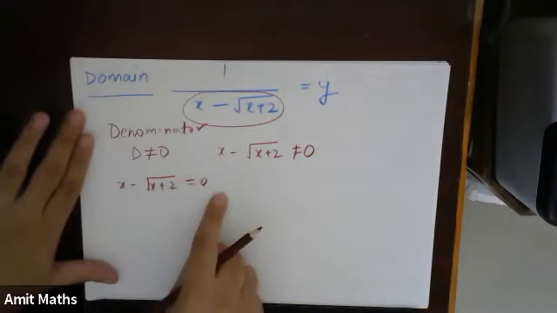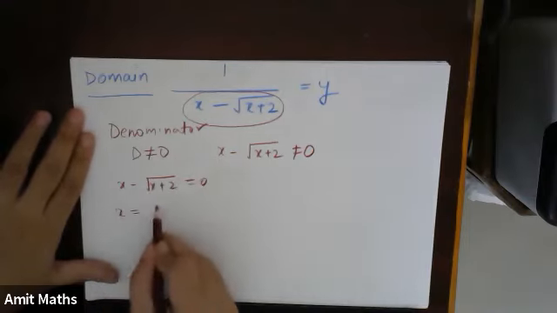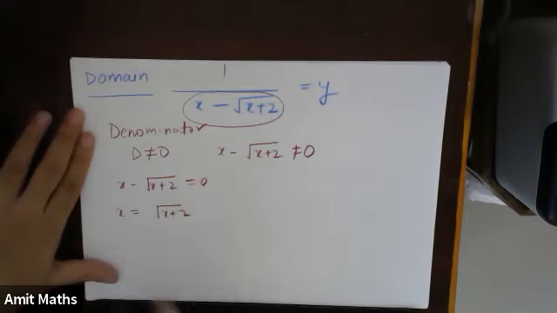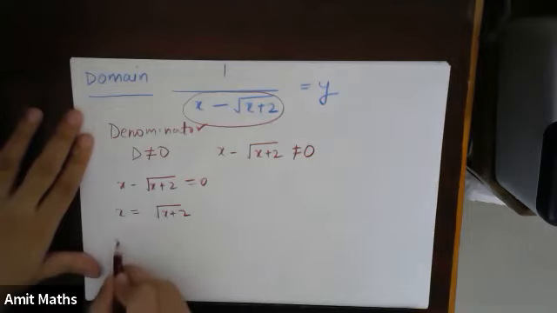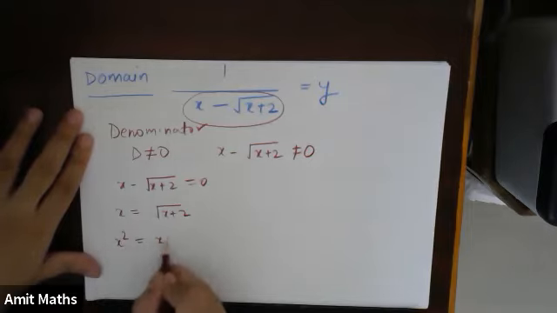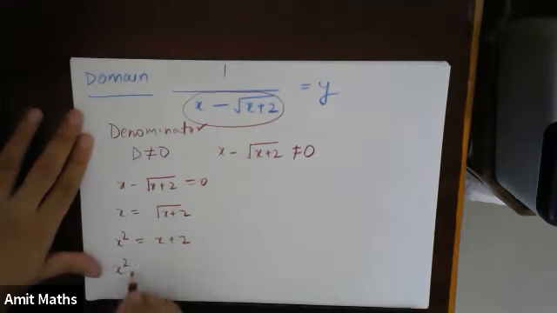I'll find when this is happening. So that means x is equal to the root of x plus 2. Now because there is an equality, I will square both sides. So that means x squared is equal to x plus 2. Okay, so I'll take this on this side. So this is x squared minus x minus 2 equal to 0.